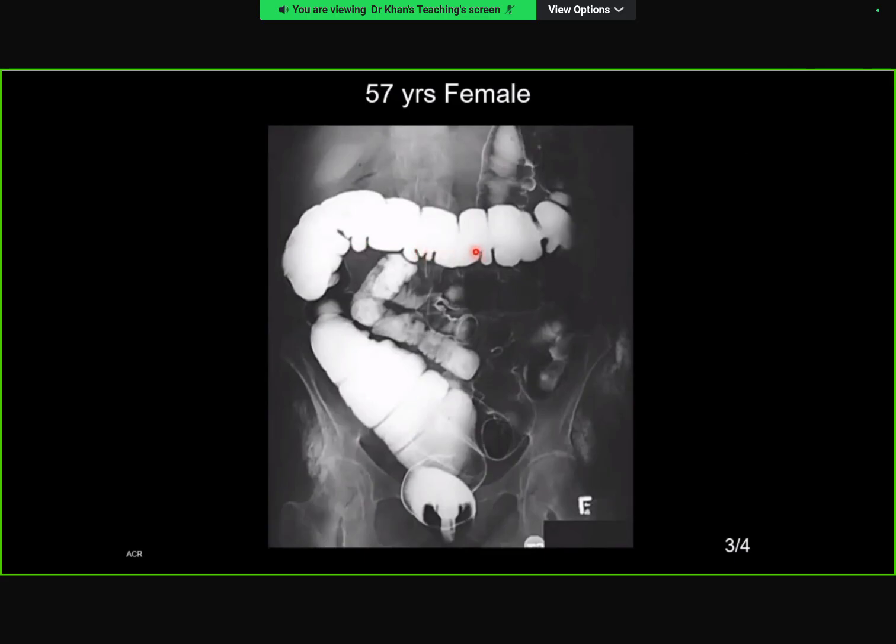So the folds are thickened and they are more widely spaced. There is a specific word for these. So yes, that is stacked coins or something like that. Anything which comes to your mind with this soft tissue calcification? Can it be scleroderma or systemic sclerosis?